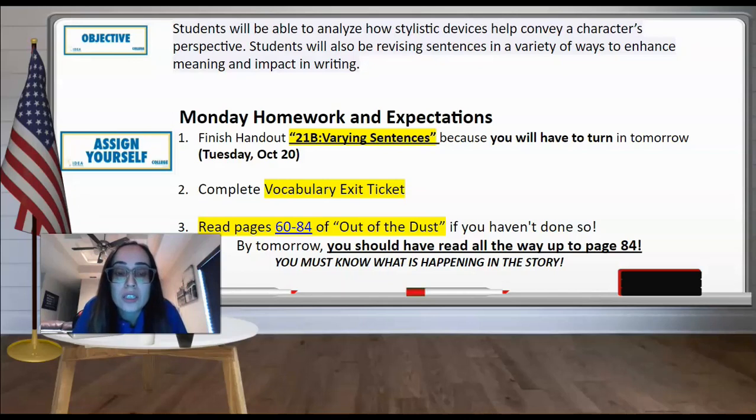Make sure that you read pages, it does say 60 to 84, but if you've been keeping up, you've already read these pages. You can reread them or review them, but for my students specifically that haven't read these pages, you need to make sure you read these pages. I did assign pages 73 to 84, but I need to make sure that by tomorrow you are all the way up to page 84. One more time, let me make it very clear. By tomorrow, you need to make sure that you have read all the way to page 84 of Out of the Dust by Karen Hesse. You need to know what's happening in this story in order to do well on your biweekly exams this week, and of course your end of module exam too.